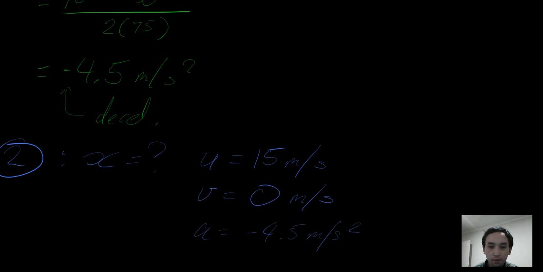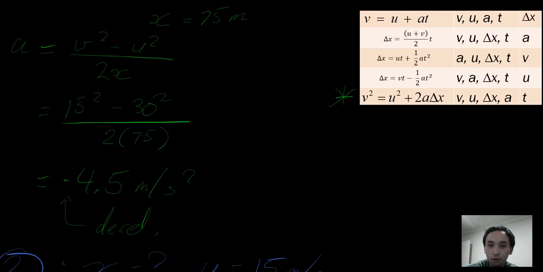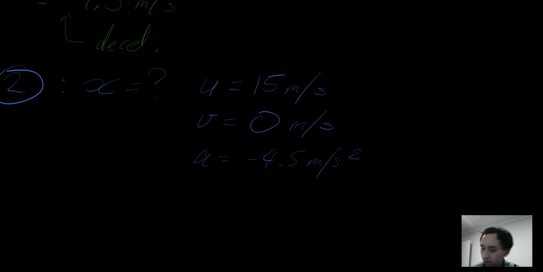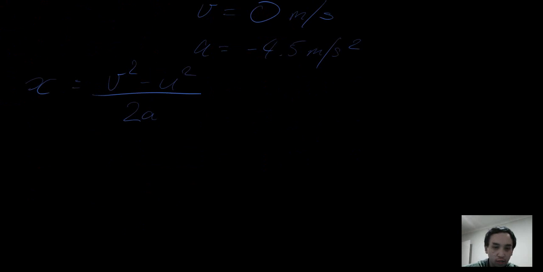Now over here, what relates all of these over here? Well, pretty much the same equation as we had before. This fifth equation over here. So the only difference in this problem is that we have x as our unknown. So rearranging this equation is going to give us x equal to v squared minus u squared divided by 2a. So we just transpose that using a bit of algebra.